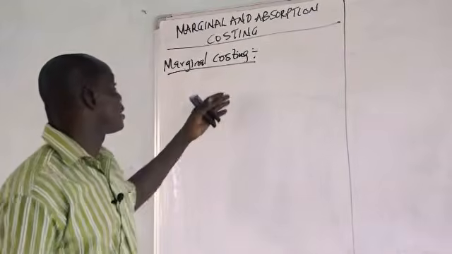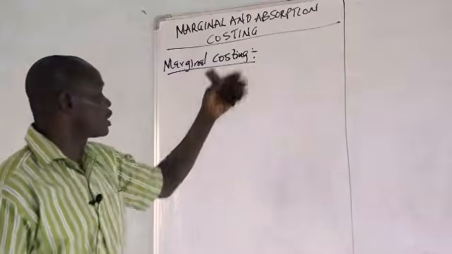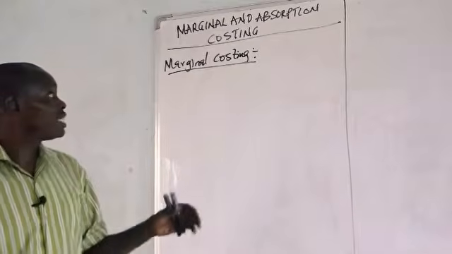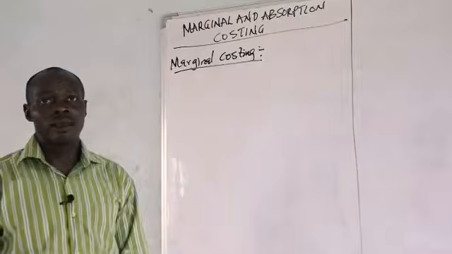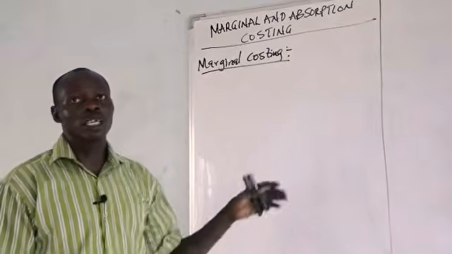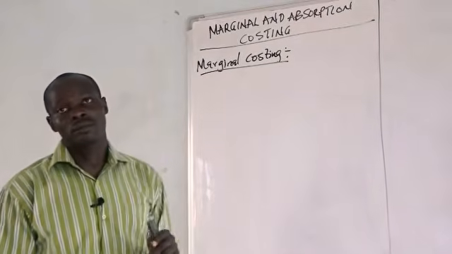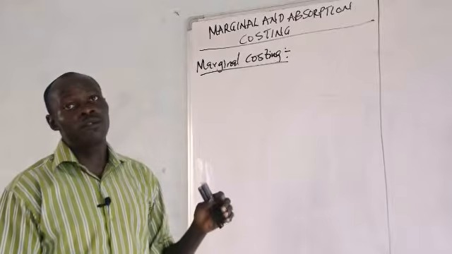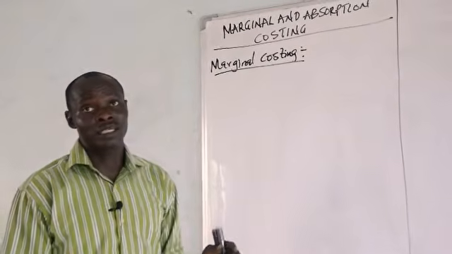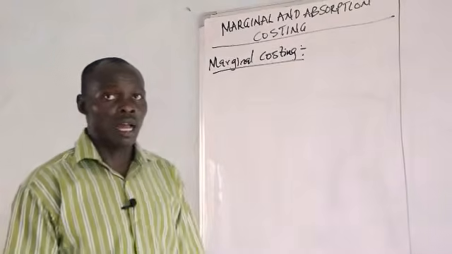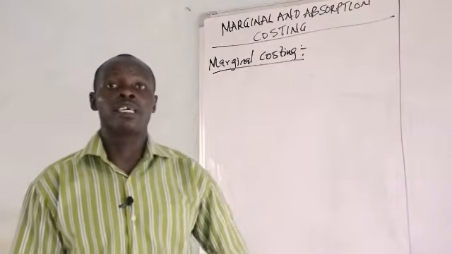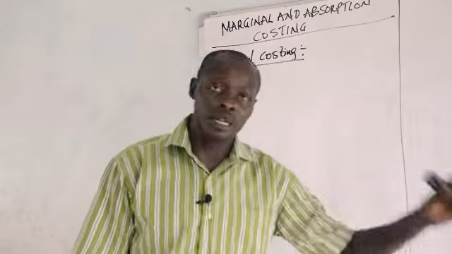Marginal and absorption costing. Marginal costing is a costing technique where fixed overheads are treated as the cost of the period and are written off in the period to which they relate.